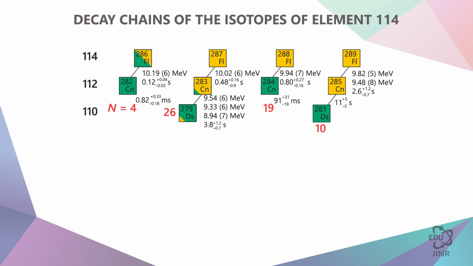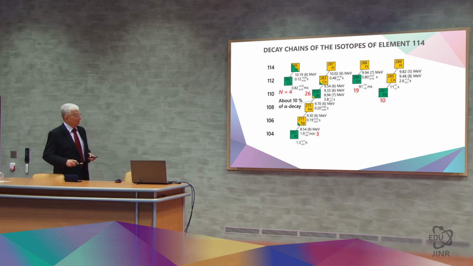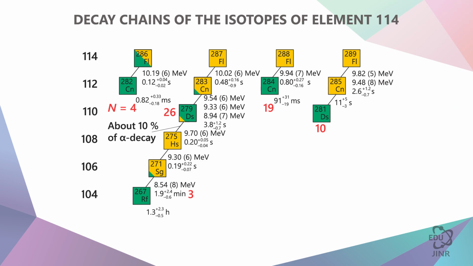If we have about a 10% possibility for alpha decay, then we can see how this decay will continue. We see that it continues, and spontaneous fission occurs only after 5 alpha decays. As you can see, there is a rather large variety of these nuclei.